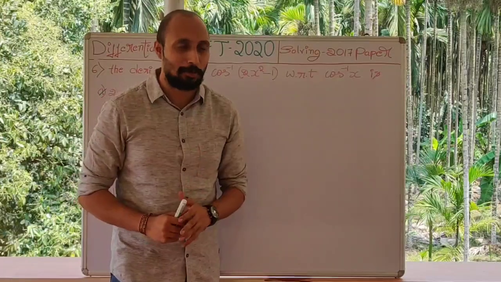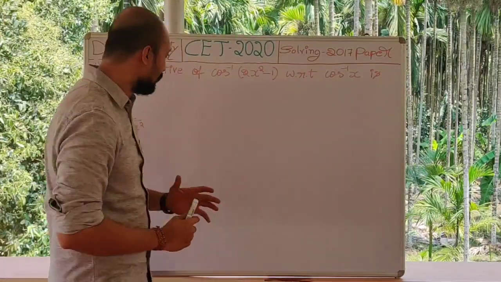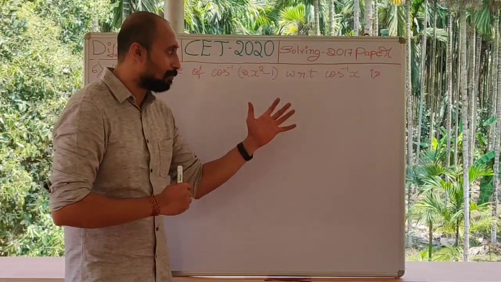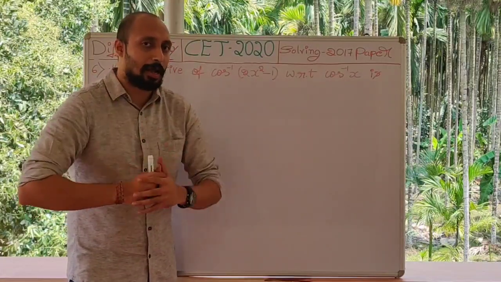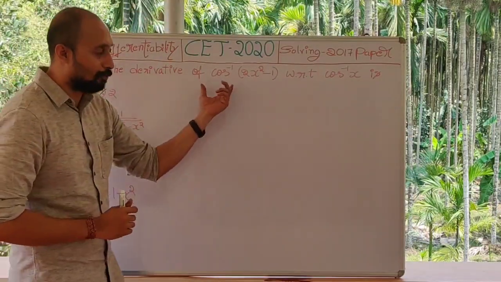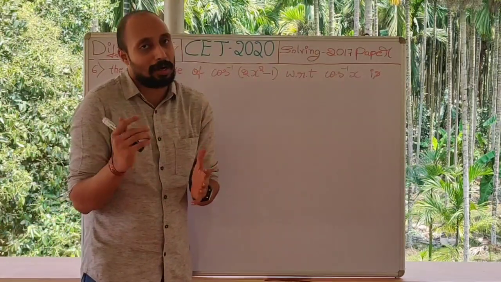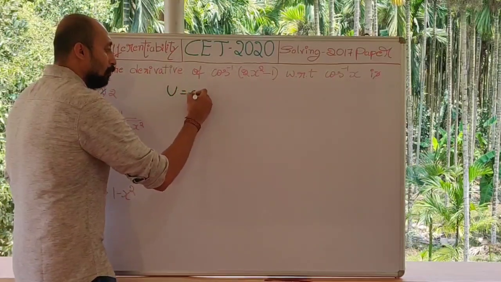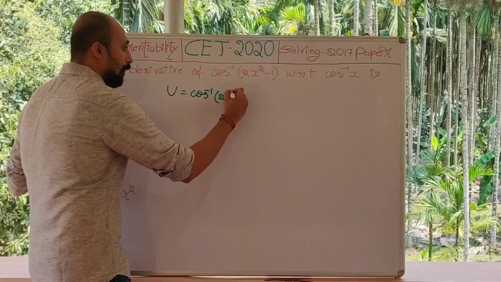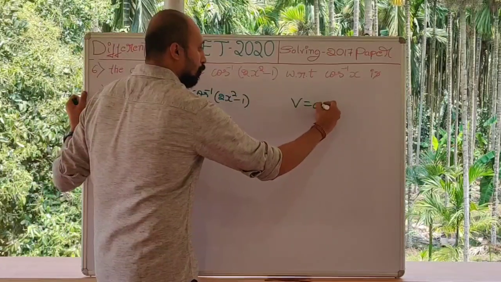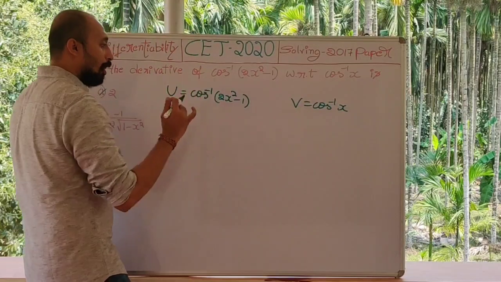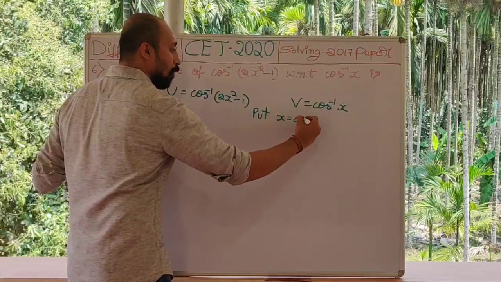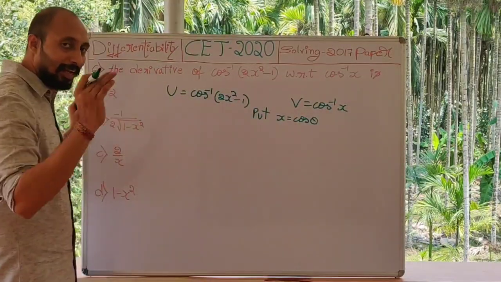People, this is the sixth problem of differentiation. What is happening here is, I have to find the derivative of cos inverse of 2x square minus 1 with respect to cos inverse of x. I need to find the differentiation of this with respect to this. This is nothing but parametric differentiation. We take u is equal to cos inverse of 2x square minus 1, v is equal to cos inverse of x. Now the most important thing is, put x is equal to cos theta. That's how I can cancel the inverse value.